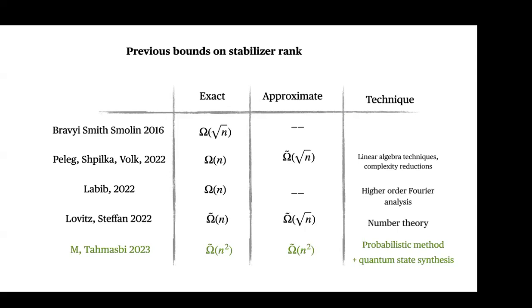at linear. And the main contribution of our work is to get around this bottleneck and prove a quadratic lower bound, well, an almost quadratic lower bound, for both exact and approximate. And we use the probabilistic method and quantum state synthesis. I will add some highlights on the nature of the proof technique in the end.